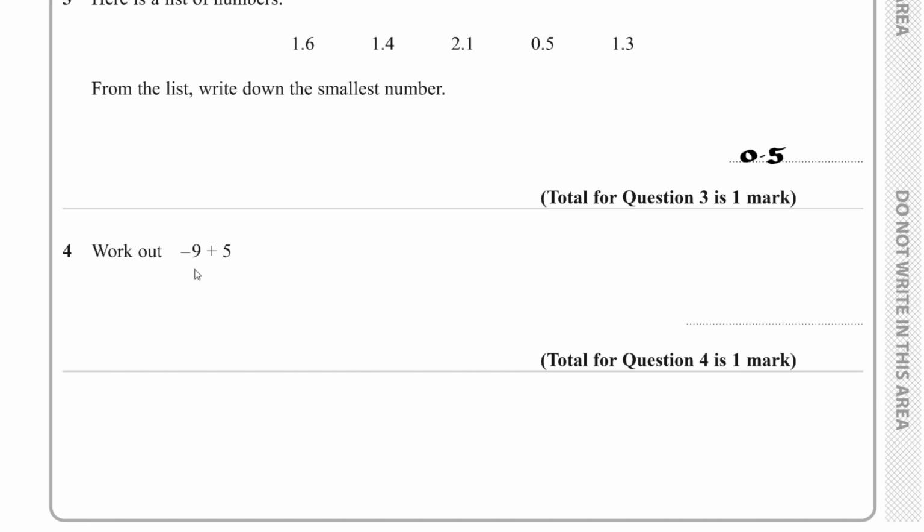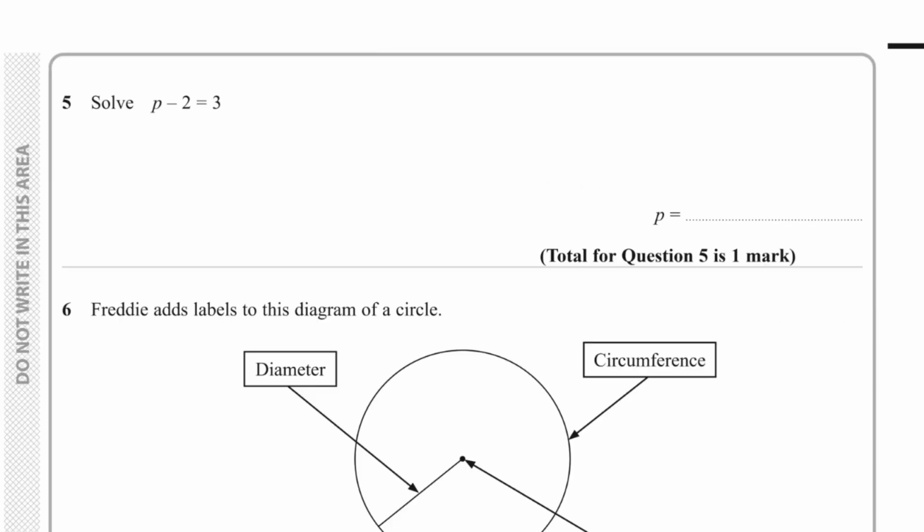Question number 4. We have to work out -9 plus 5. -9 plus 5 is -4. Question number 5. We have to solve p subtract 2 equals 3. Our first step is to add 2 to both sides. And in doing so, 3 plus 2 is 5, so p is 5.